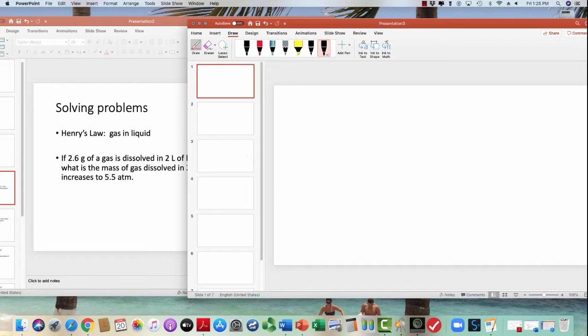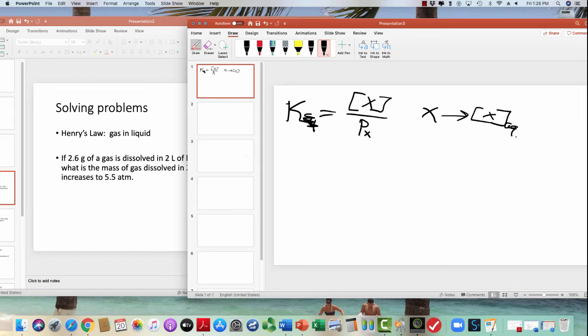Now, Henry's law is basically, and let me get my pen over here. K is equal to the concentration of a gas, X being an unknown gas, over the pressure of this unknown gas. So this is Henry's law. Henry's law is basically a gas dissolving in a liquid. The gas goes inside the liquid and afterwards we have it dissolved. And K is a constant. All of these gases have a certain constant, a certain number that stays the same.